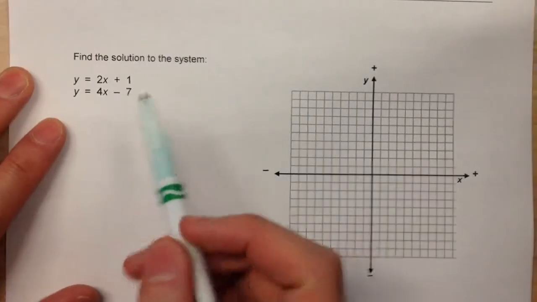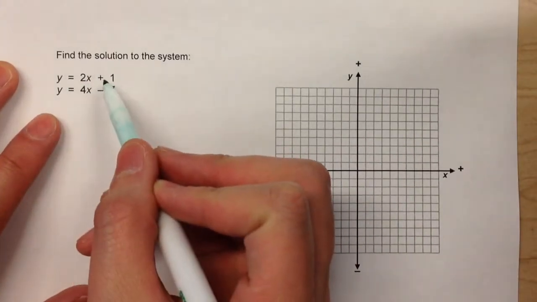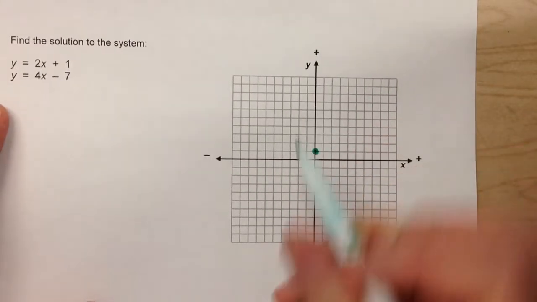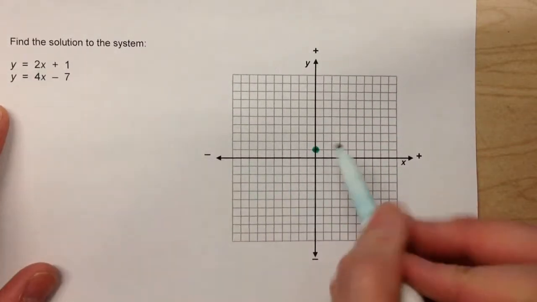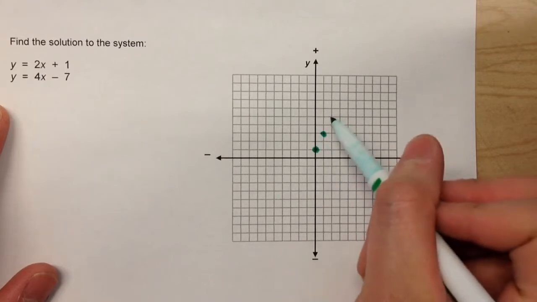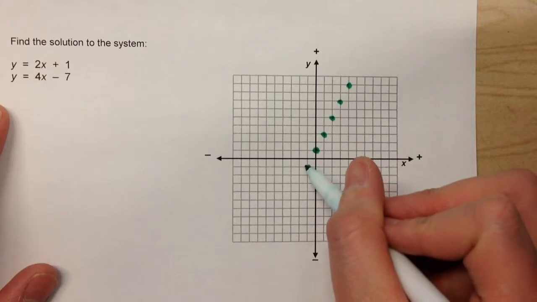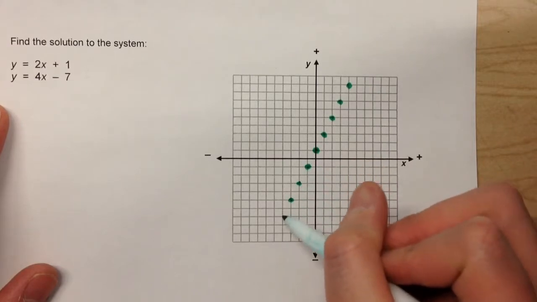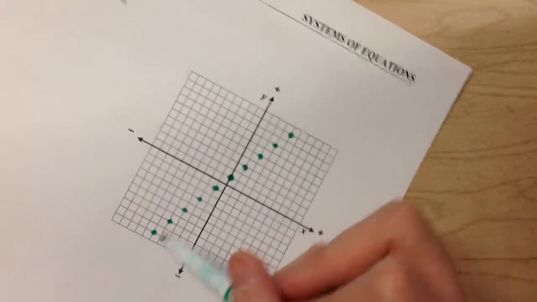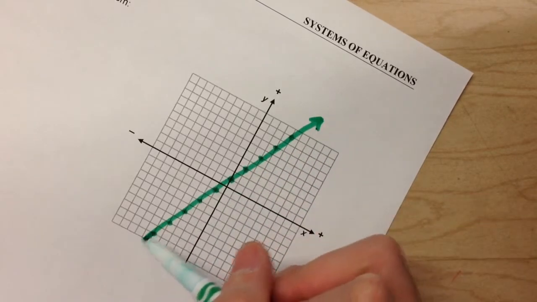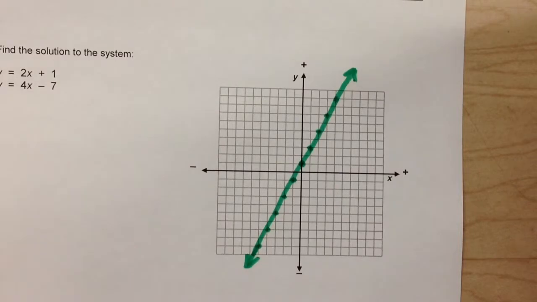One way is by graphing. For example, y equals 2x plus 1. I know it has a y-intercept of 1, and its slope is 2. So that means up 2 over 1, up 2 over 1, and so on. And if I follow the pattern backwards, I can complete my line.